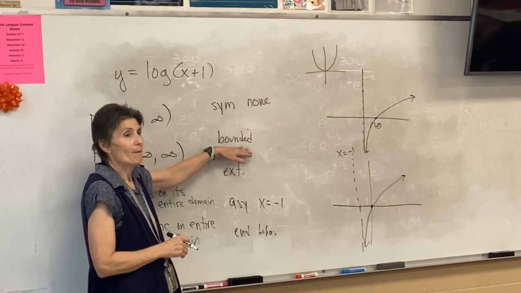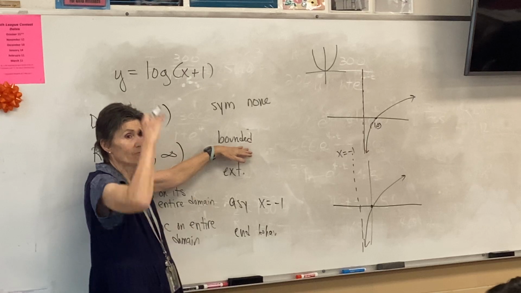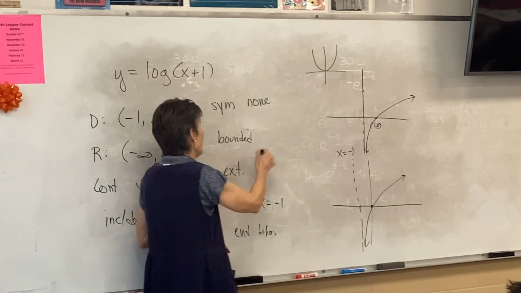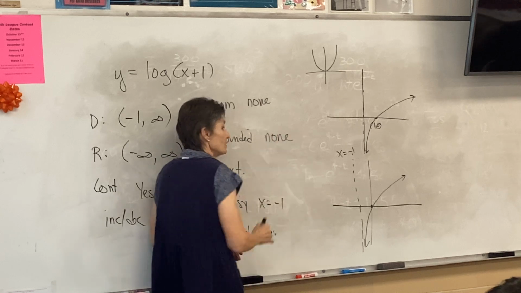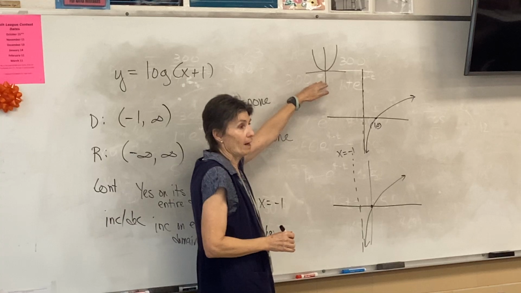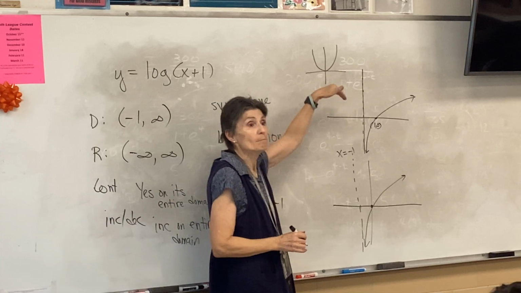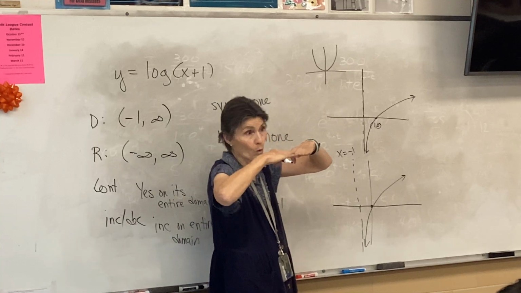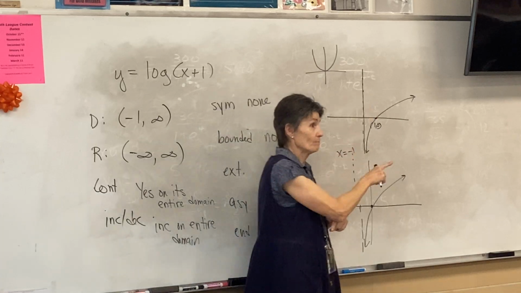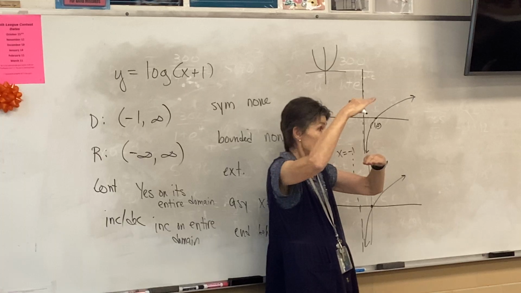Bounded? No. Bounded means floor and ceiling. None. Unbounded. No bounds at all. Go back to our friend the parabola. He is bounded below because he has a floor. Think of your sine curve. Bounded below and above.